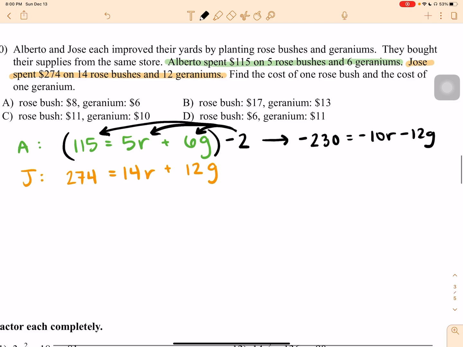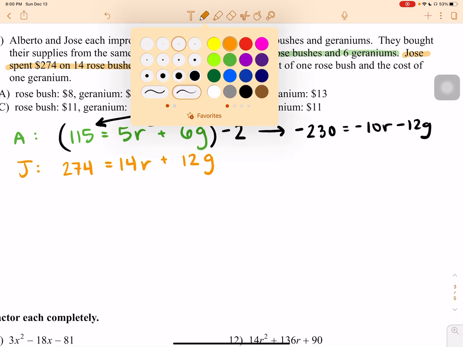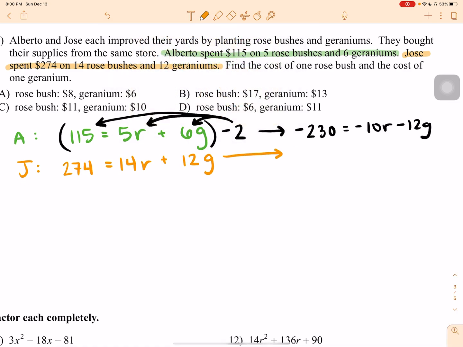So you can see I'm trying to eliminate my geraniums again. It just worked out that way. So this is 274 equals 14R plus 12G. Now I'm going to go through the process of elimination here. So -12G plus 12G, cancel those out. I'm going to get 4R here. -230 plus 274 is going to be a positive 44.